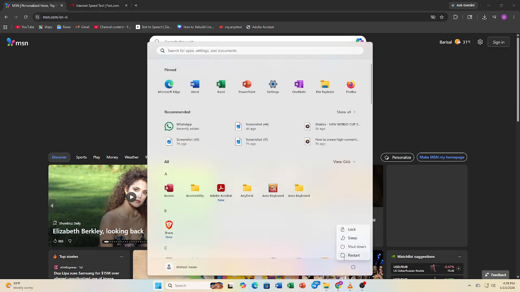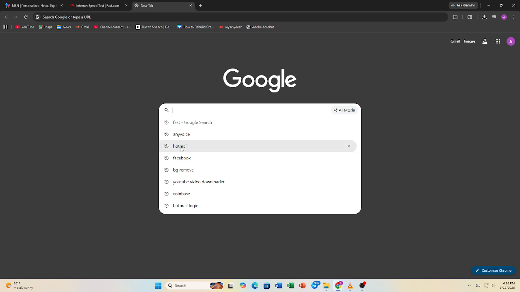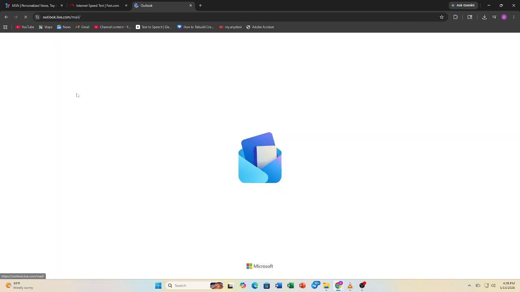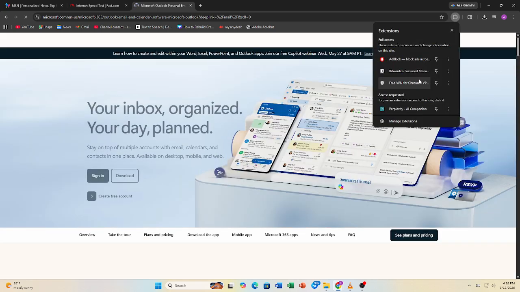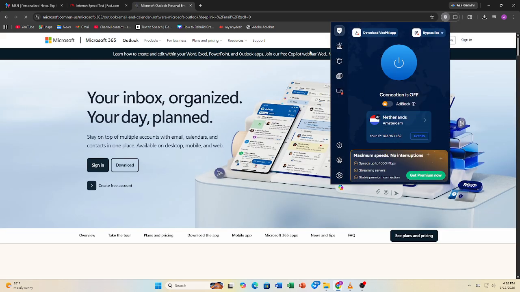Now check if Microsoft services are down. I mean, sometimes the issue is not on your side at all, but on their servers. If you're using a VPN or proxy, turn it off. These tools can block or slow down Outlook's connection to Microsoft servers.